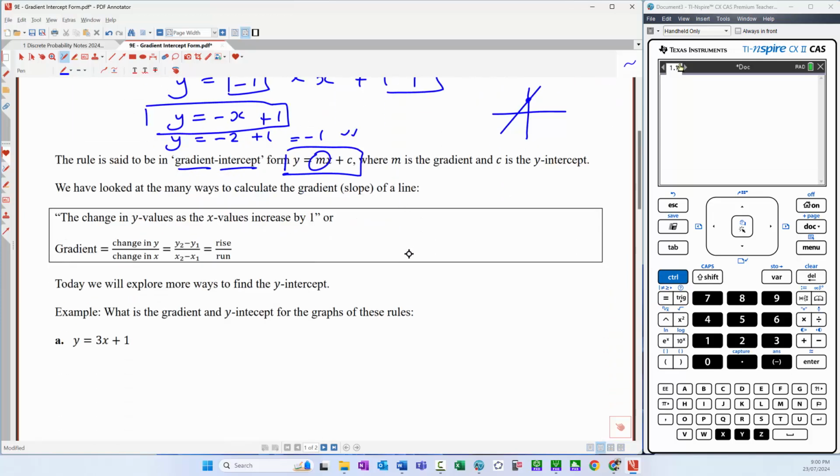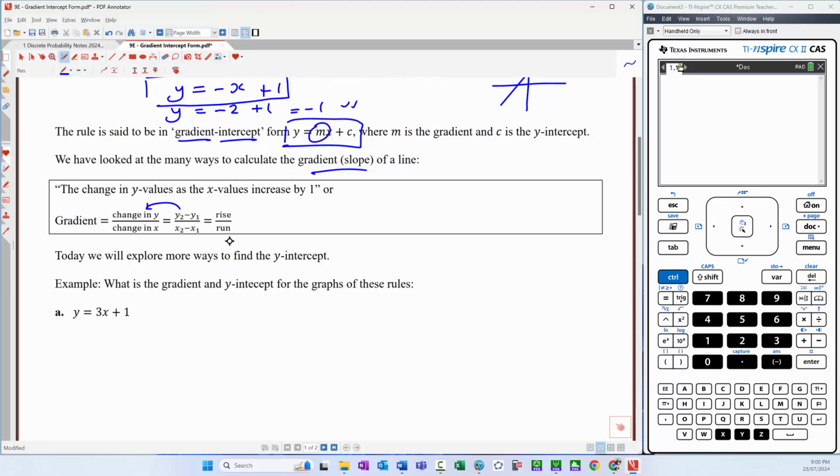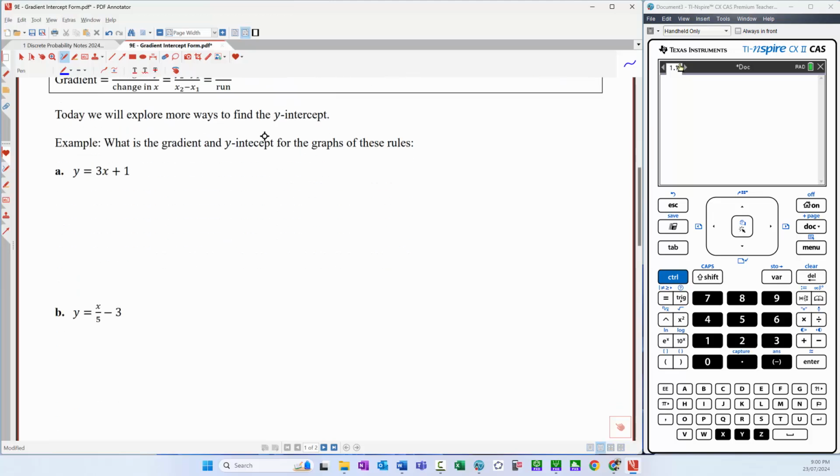Just as a reminder, we've looked at these ways to calculate the gradient or slope of the line, and there really is no one best method. It's just what's easiest for the scenario. We look for the change in y values as the x values increase by 1, or we calculate it by doing change in y over change in x. We can use the rule y2 take away y1, which is the change in y, over x2 take away x1, or we can calculate it from the graph using the rise over the run. Today we will explore more ways to find the y-intercept.